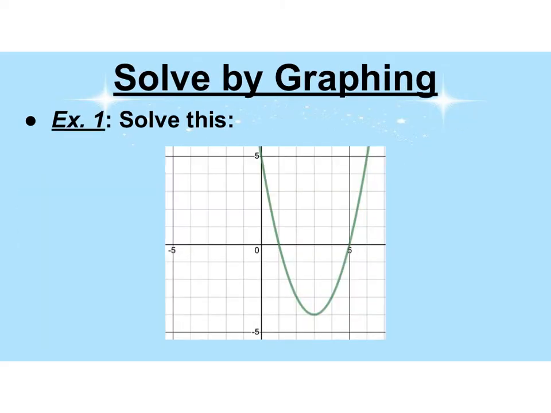So let's try to solve by graphing given the graph. I want to look for the x-intercepts. I can see I have one at 5 and one at 1. So we would say x equals 1 and x equals 5.